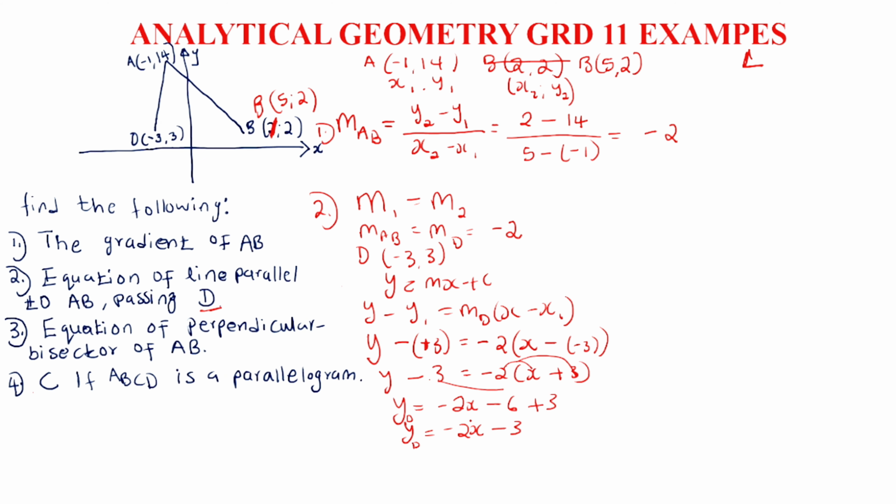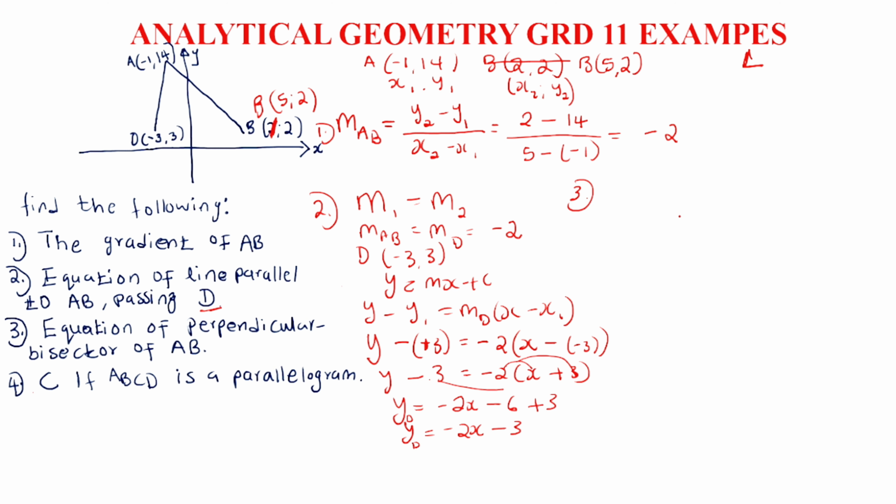If the equation is correct, you can substitute back one of the coordinates, which is the coordinates of D, and see if you will get a Y of positive 3. Okay, all right, then let's come to number 3.